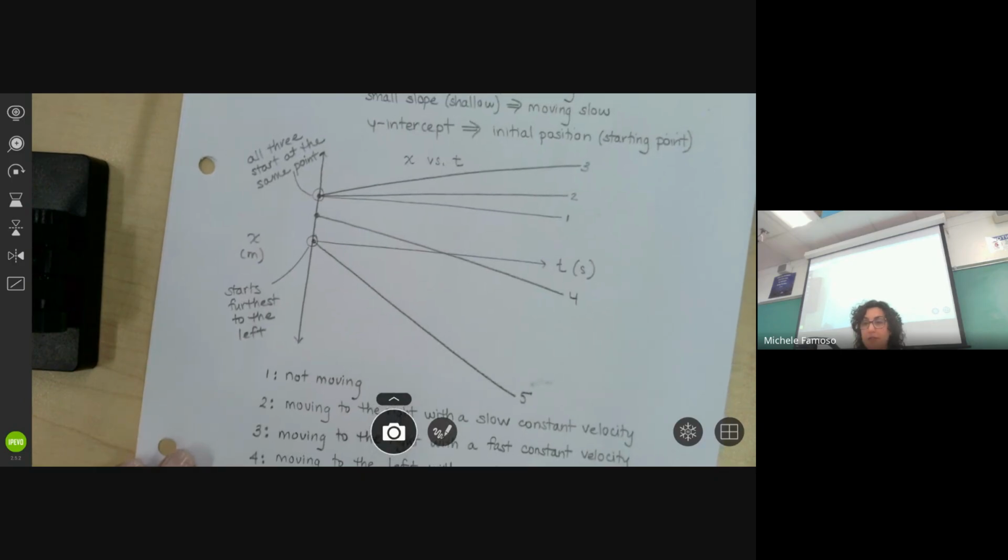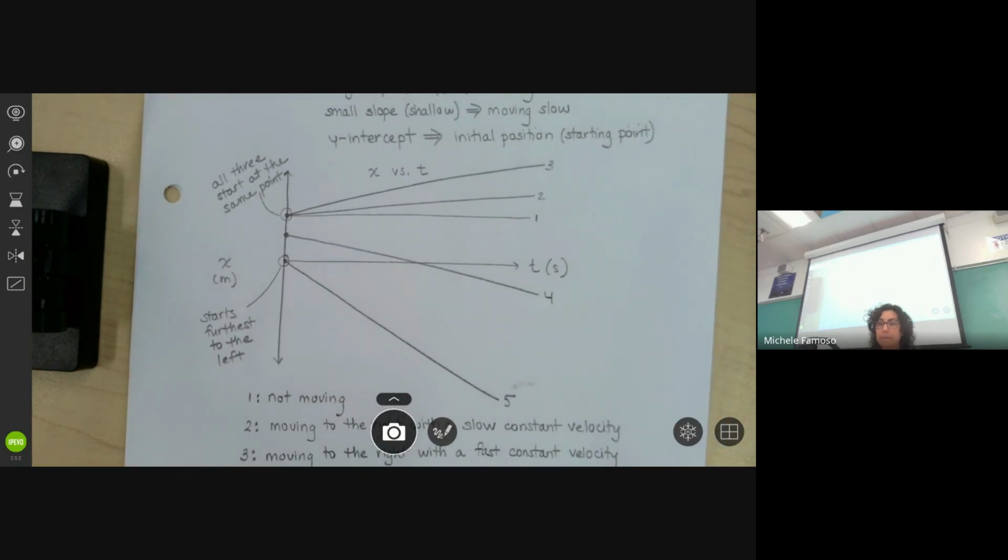All right. Of the 5, which one is the fastest of the 5 graphs? And how do you know?